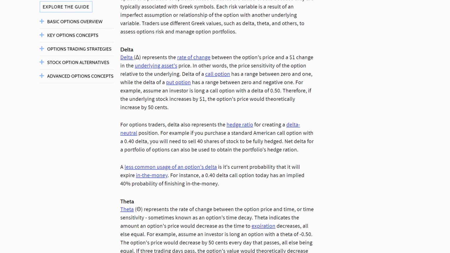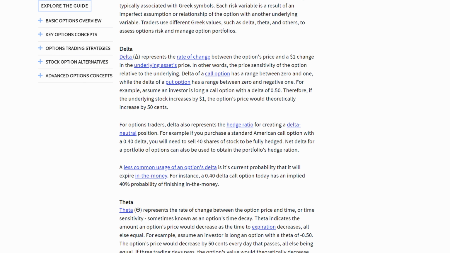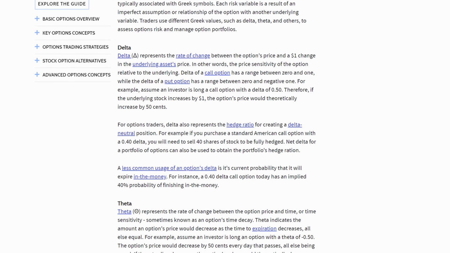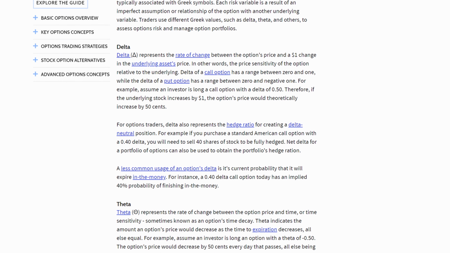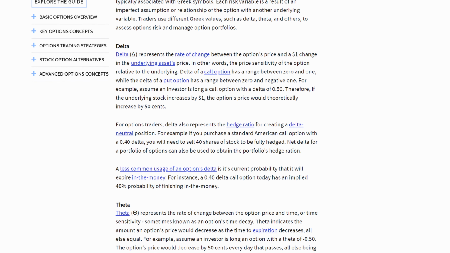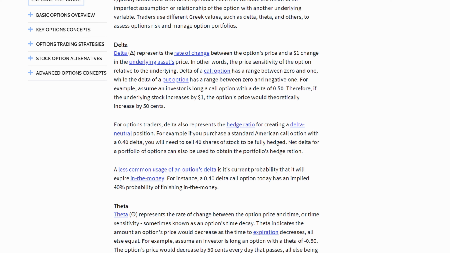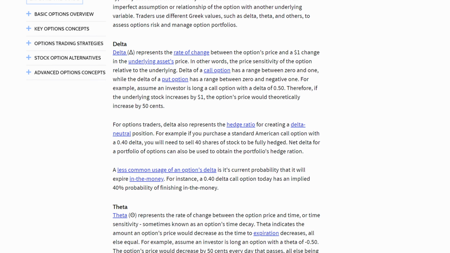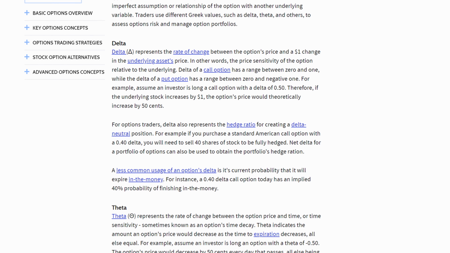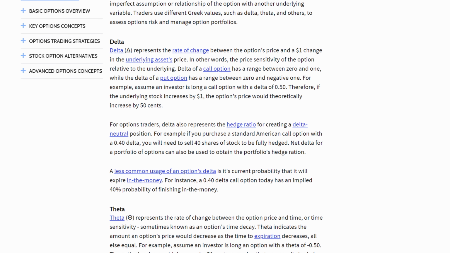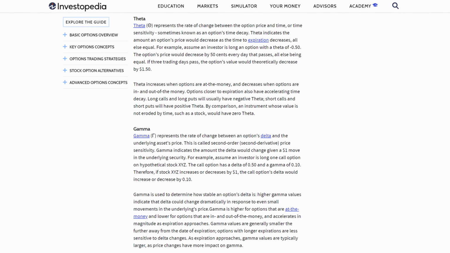Option traders usually use delta to know how much they need to hedge. They want to reach a delta neutral position, which means if you have a call option of 0.4 delta, you'll need to sell 40 shares of the stock to be fully hedged. Other than that, you can use delta to see the probability of it expiring in the money. For example, a delta of 0.4 for a call option would mean that it has a 40% chance of finishing in the money. The next Greek is called theta.